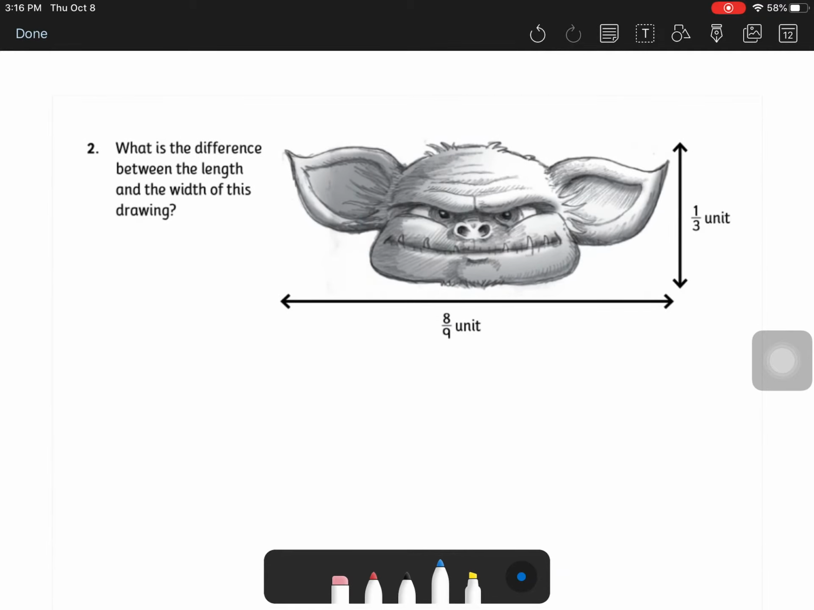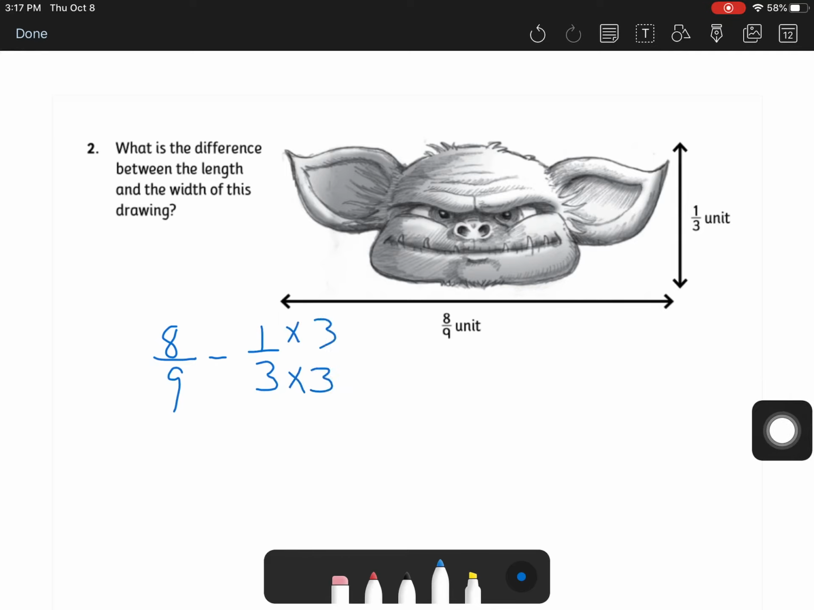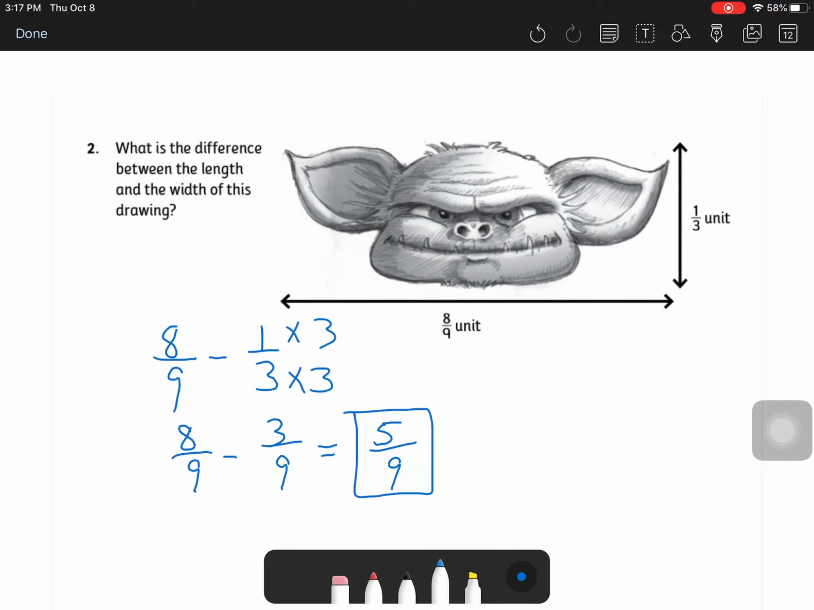All right, what's the difference? Again, difference meaning subtract. What's the difference between the length and the width of this drawing? So the length this way, width I suppose that way. So we have 8/9 minus 1/3. Okay, so I have a 3 here and a 9 here. So I need to change that 3 into the 9 by multiplying it by 3. Got to do the same thing top and bottom. 8/9 minus 3/9 equals 5/9. Okay, 5/9 for my answer.